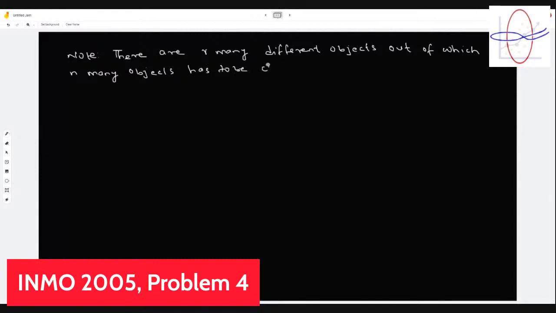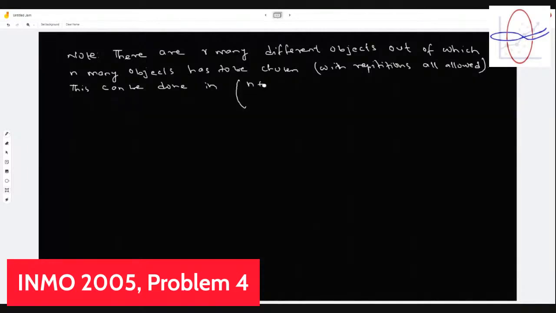Digits have to be chosen, and repetitions are allowed. Now this can be done in n plus r minus 1 C n ways.